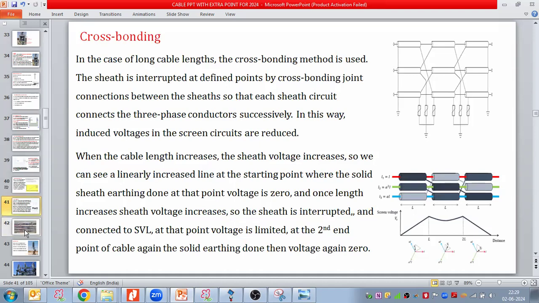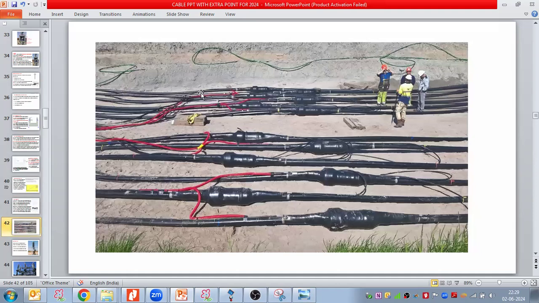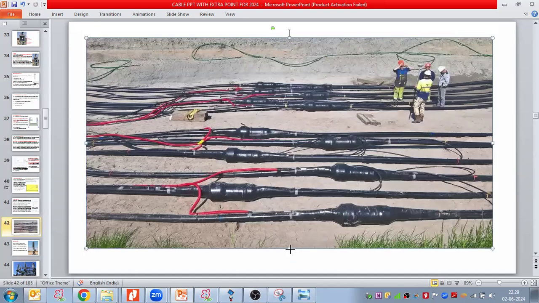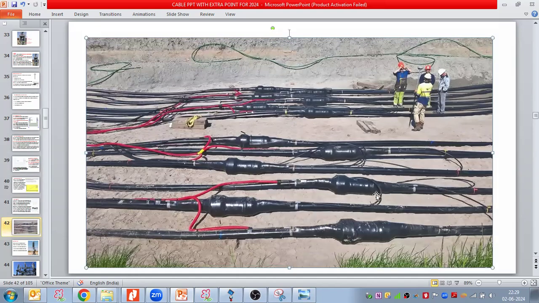Before that, if you see this kind of cable installation photo, what is this small one? What is it doing here? Cable jointing, and the screening cross bonding. The screening connects to another cable, and here you are breaking the sheath as well.